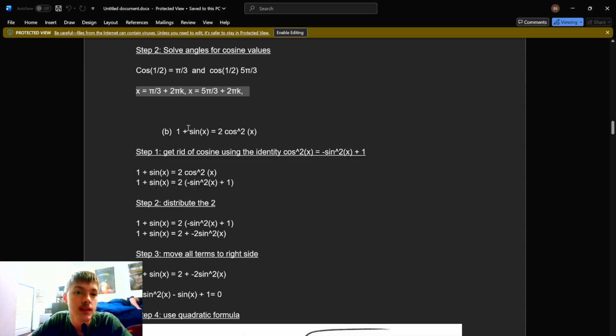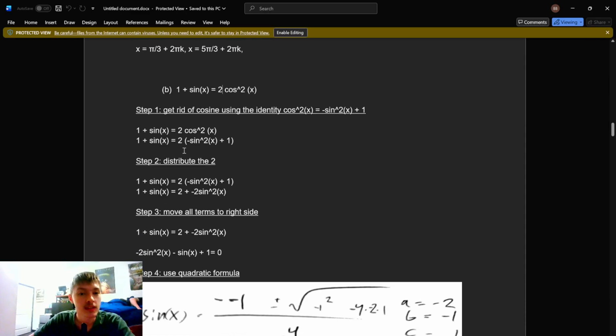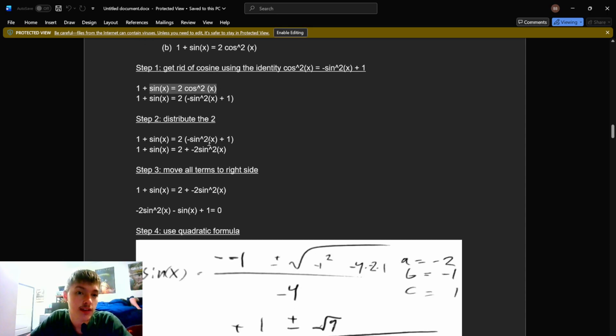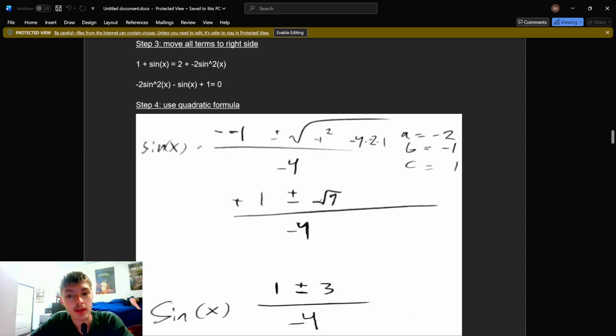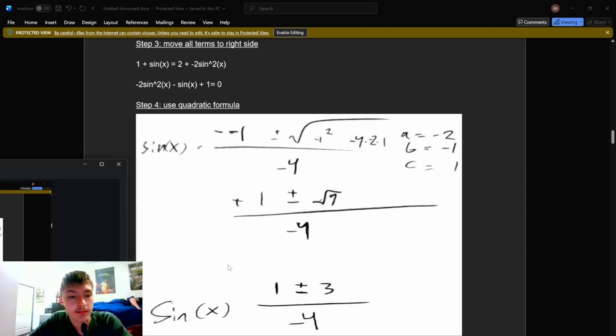For the second equation, we use the identity cosine squared equals negative sine squared plus 1 to eliminate the cosine to make it easier. Second step, we distribute the 2. The third step, we move all the terms to the left side. For the fourth step, we use the quadratic formula again.